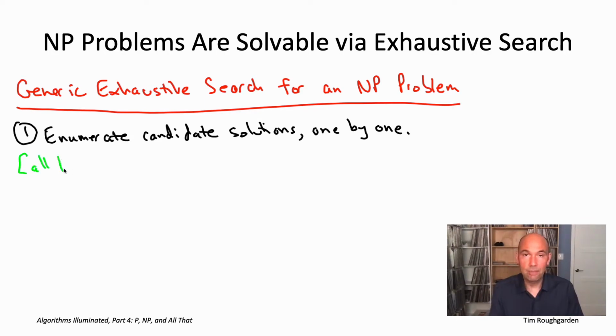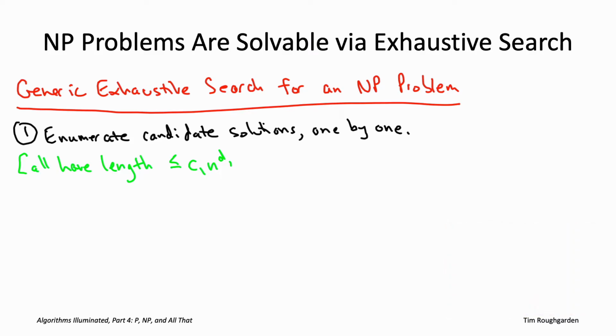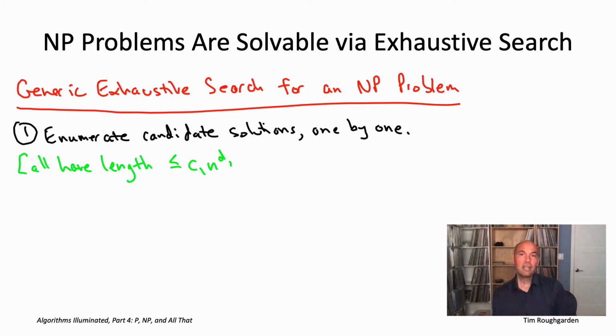So that means we only have to worry about candidate solutions that have length at most big O of n to the d sub 1, where d sub 1 is some constant. Maybe it's 100, maybe it's 1,000, but anyways, independent of n. What that means is that there's only an exponential number of different candidate solutions that we need to try. So for example, if we know that all candidate solutions can be described in at most n to the 10th bits, then the number of candidate solutions we need to look at is at most 2 raised to the n to the 10th.